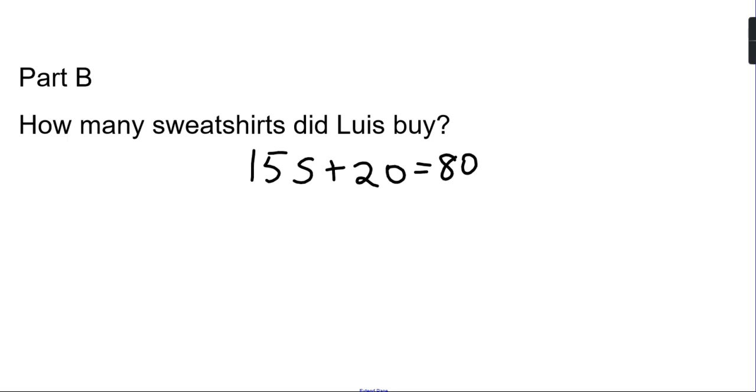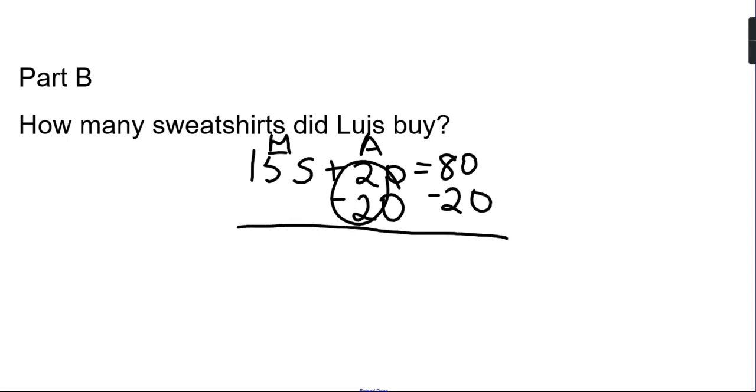Remember, when we're solving linear equations, we first identify the operation. So s, our variable, is getting multiplied by 15, so we know we're going to have to do the inverse of multiplication. We also see add 20, so we need to do the inverse of addition. The inverse of addition is subtraction, so we'll subtract 20. 20 minus 20 is 0, that's why that cancels out. We'll subtract 20 on the other side, because when we make a change on one side of the equation, we always make the same change on the other side. 80 minus 20 is 60.